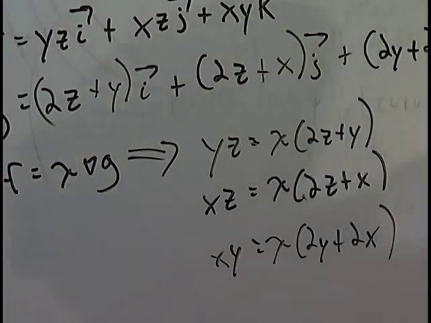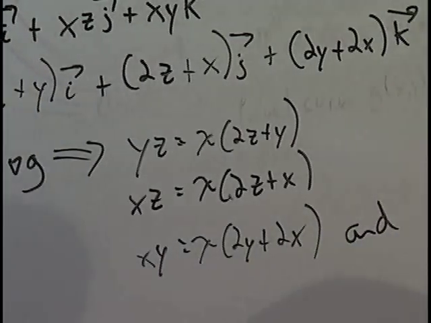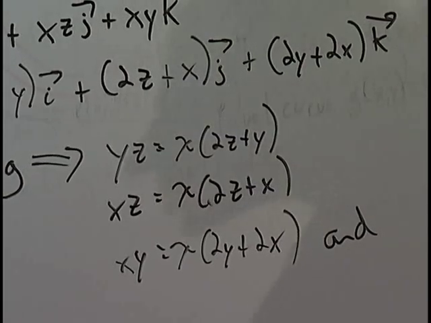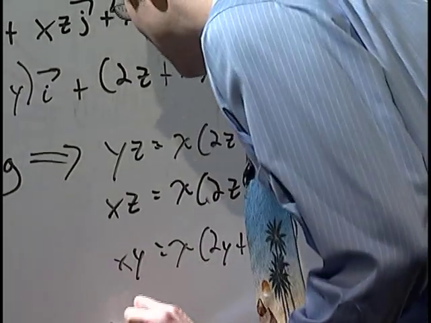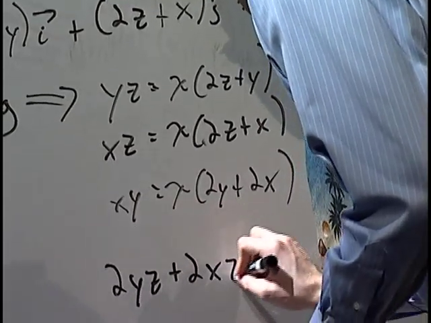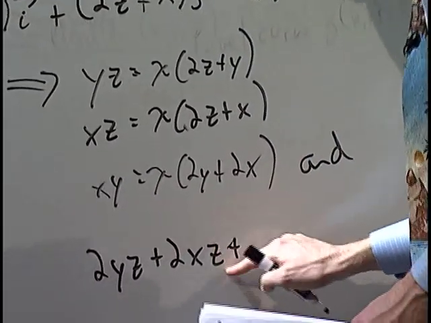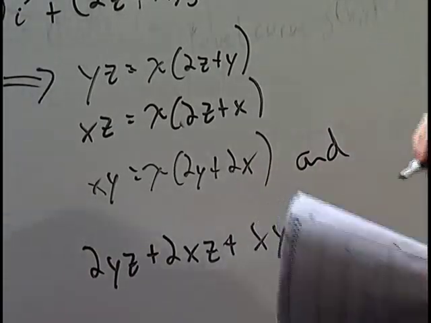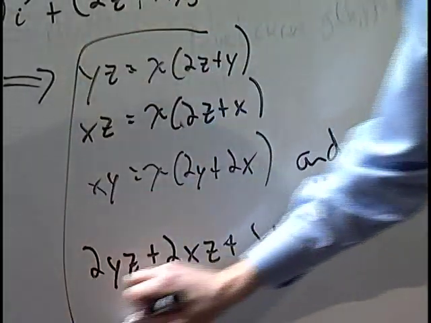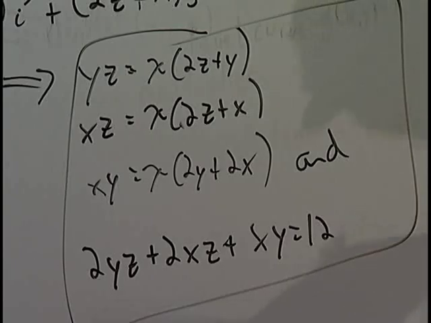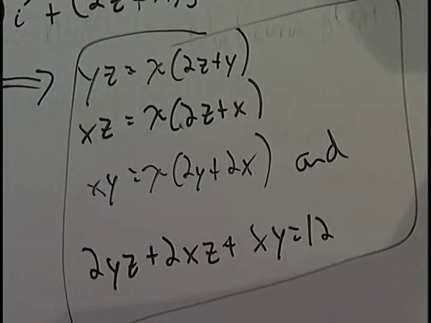Looks good there. And don't forget, the x, y, z have to satisfy the constraining function too. So it has to satisfy 2yz plus 2xz plus xy equals 12. So there's a system of equations that our x, y, z have to satisfy. Okay? Four equations. So what in the world do we do now?